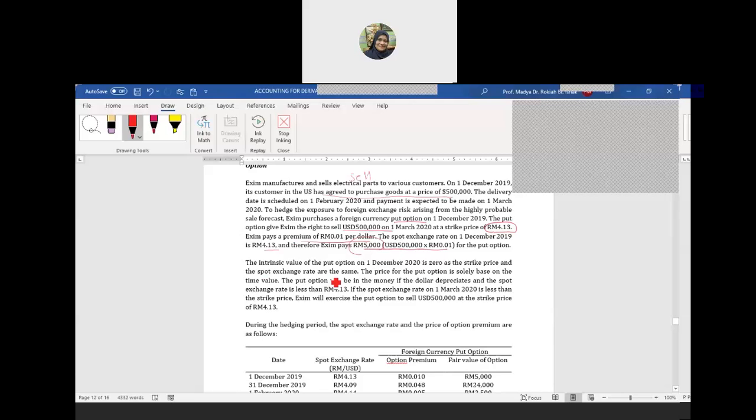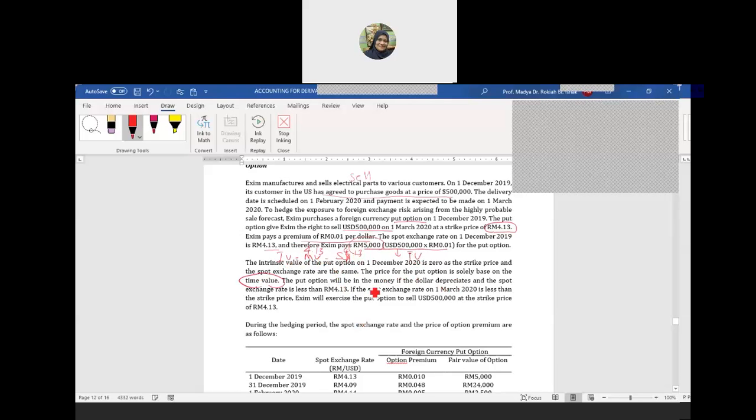Okay, the intrinsic value here is the market value minus the strike price. The market value during that time is 4 ringgit and 13, and the spot price here is also 4 ringgit and 13. Okay, the price for the put option is solely based on the time value. So the 5,000 here is for time value only.